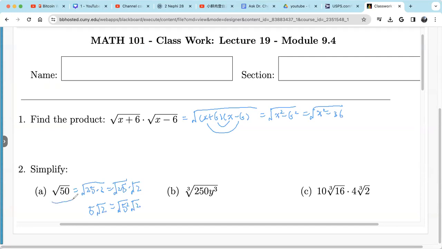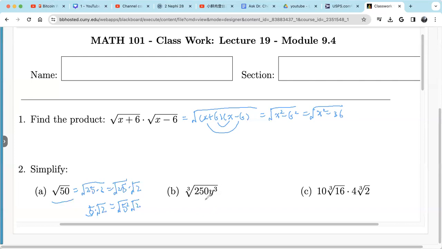So square root of 50 simplified to be 5 square root of 2. Well, this is multiplication, right? 5 multiplied by square root of 2. Or 5 square root of 2. Well, now let's see B.